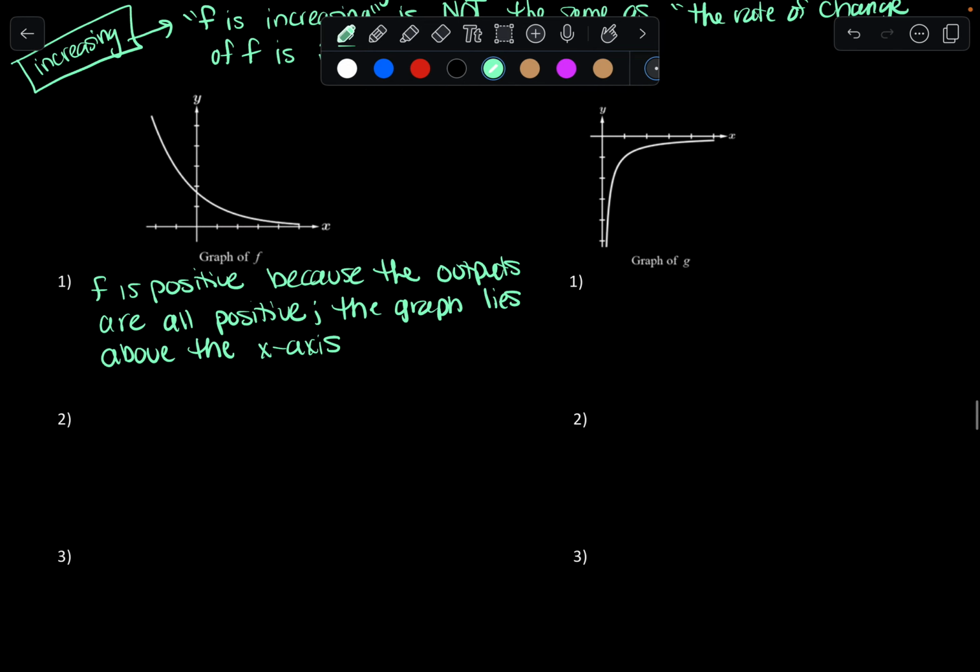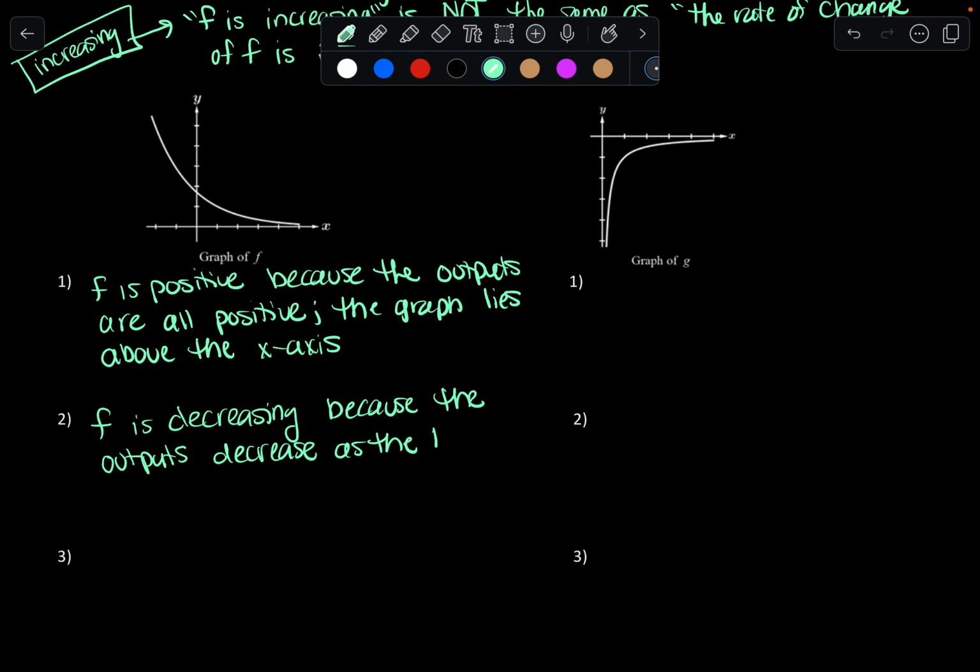And then if we go down to 2, we want to ask, is it increasing or decreasing? Well, we can see that if we read it left to right, the outputs are getting smaller. So f is decreasing, because the outputs decrease as the inputs increase, AKA the graph is going down.